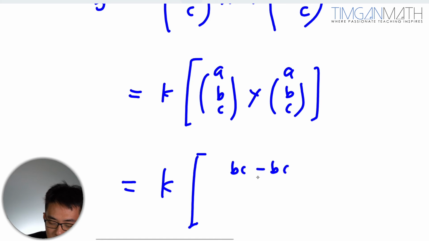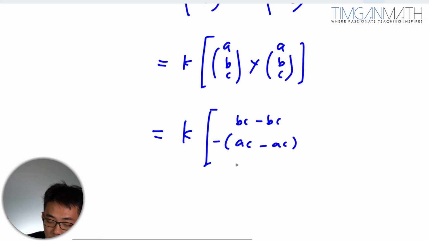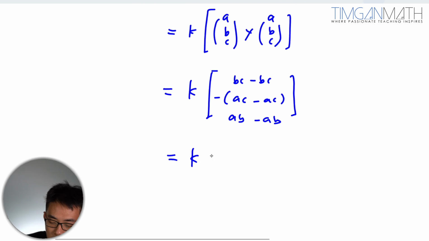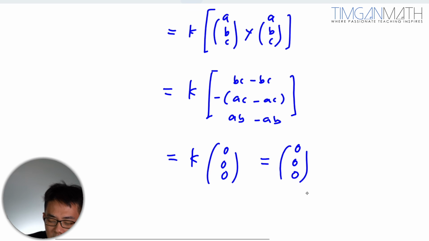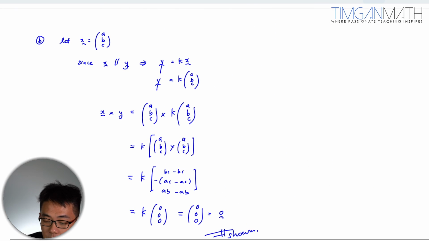In this case here, we'll pick out k, and we get bc minus bc, minus ac minus ac, then ab minus ab, times k, which is 0 0 0. So this will just be 0 0 0. Okay, so this is just a zero vector shown. Okay, so there you go. I think that's pretty okay.